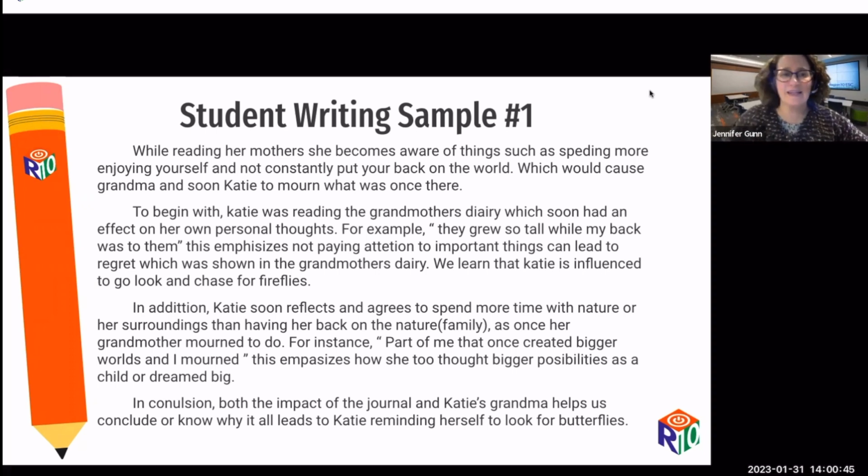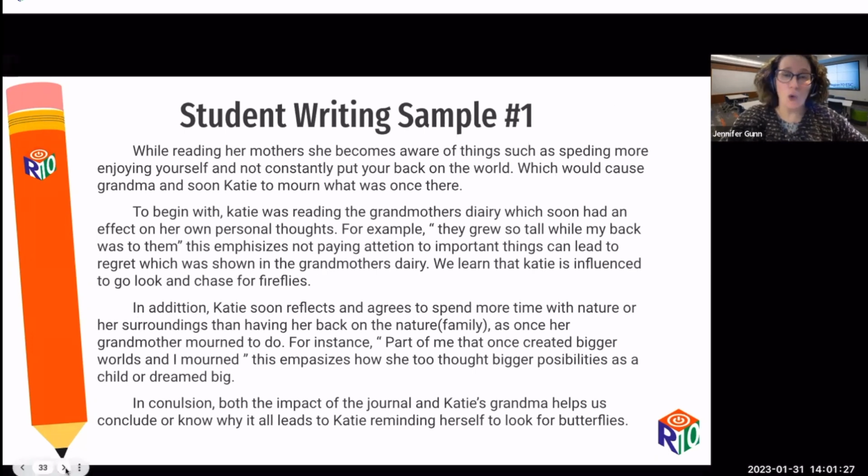We learn that Katie is influenced to go look and chase for fireflies. In addition, Katie soon reflects and agrees to spend more time with nature or her surroundings than having her back on the nature family, as once her grandmother mourned to do. For instance, part of me that once created bigger worlds and I mourned. This emphasizes how she too thought bigger possibilities as a child or dreamed big. In conclusion, both the impact of the journal and Katie's grandma help us conclude or know why it all leads Katie reminding herself to look for butterflies.